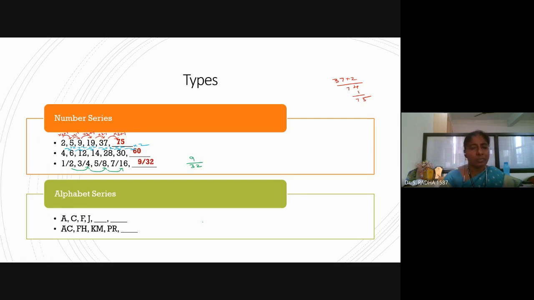Okay. Next I am going with the alphabet series. A, C, F, J. What are the next two letters? In the alphabets, we will have A, B, C, then D, E, F, G, H, I. You can observe what is going on. One letter is skipped, then two letters are skipped, then three letters are skipped. Next, you have to skip four letters after J: K, L, M, N.